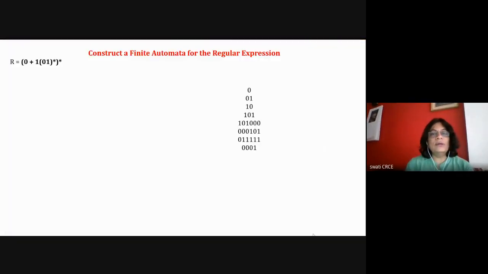Okay, so let us see the problem. The first problem is to construct a finite automata for the regular expression. This we have done previously, constructing an NFA or DFA. Here they are not mentioning anything about NFA or DFA. I just thought that I'll take one more example for constructing a finite automata from a regular expression.